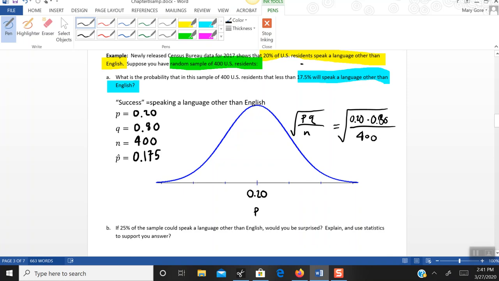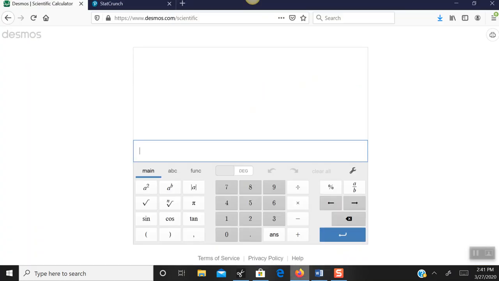Now that is a bit of a calculation. I'm going to use Desmos, as you've seen me do in class. I'm going to call that square root first. I'm going to put this fraction underneath there, and I'm going to type in exactly what I just wrote down.